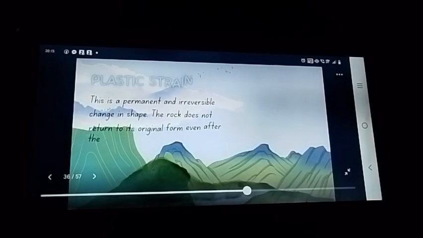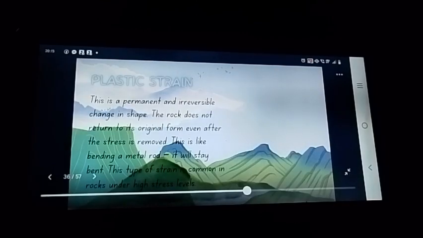And next, plastic strain. So this is a permanent and irreversible change in shape. The rock does not return to its original form even after the stress is removed. This is like bending a metal rod. It will stay bent. This type of strain is common in rocks under high stress levels.